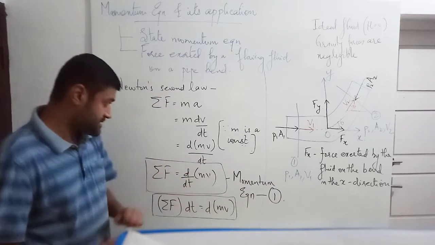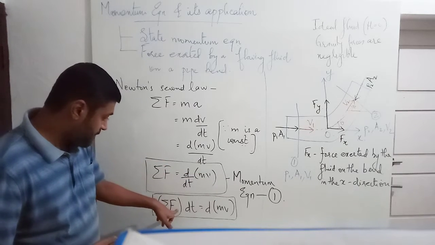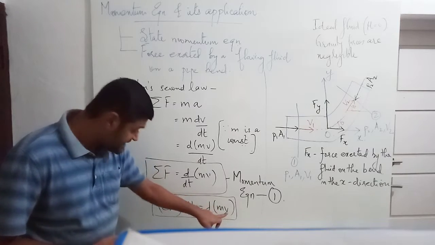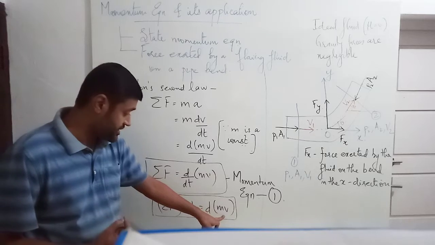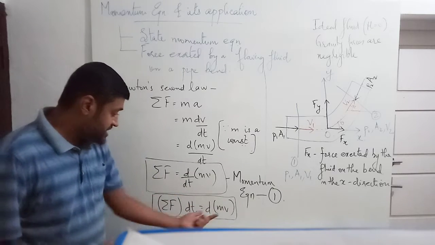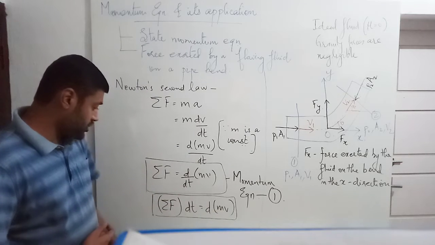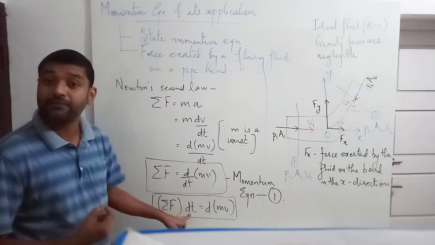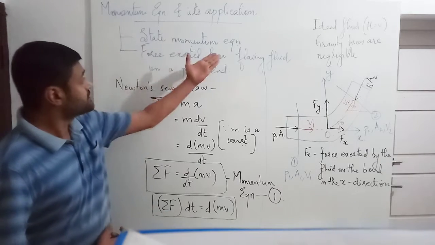Now sometimes this equation is also written as the summation of forces multiplied by dt is equal to d of mv. This relation is also sometimes referred to as the impulse momentum relationship, which basically means that the change in momentum of a flowing fluid in any direction is equal to the impulse of force in that direction over a period of time dt. Now, I have covered the momentum equation.